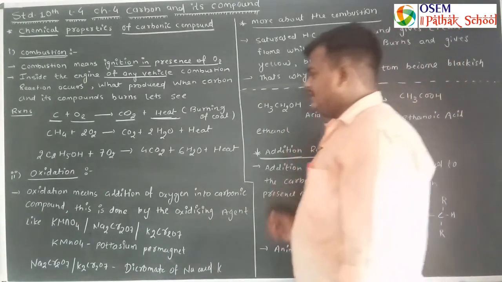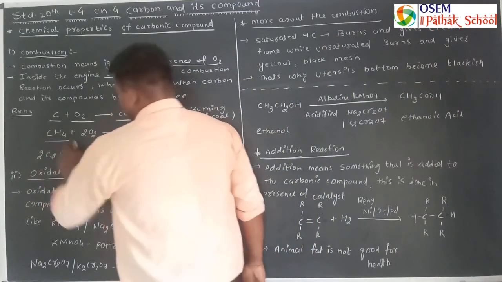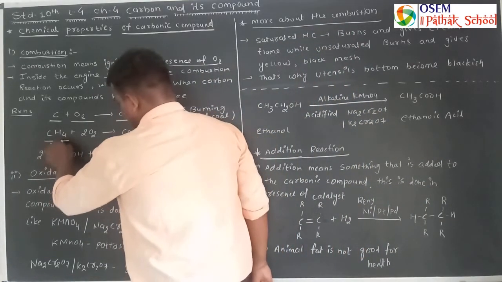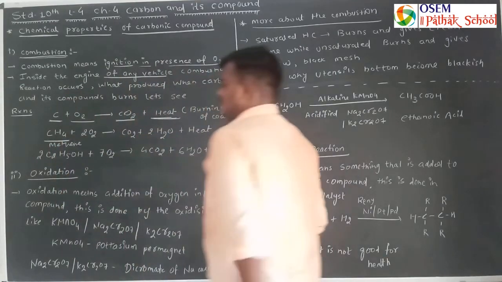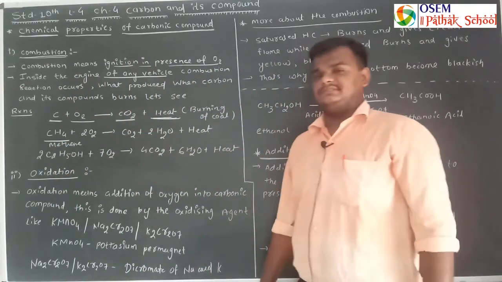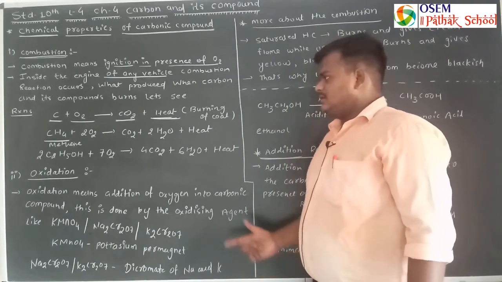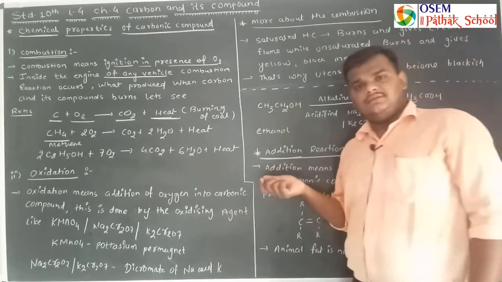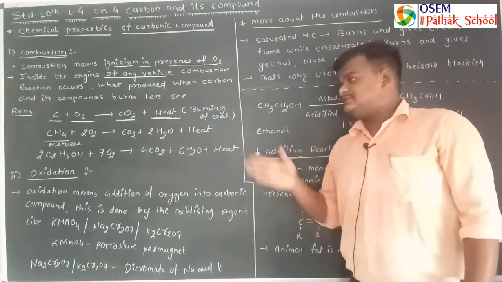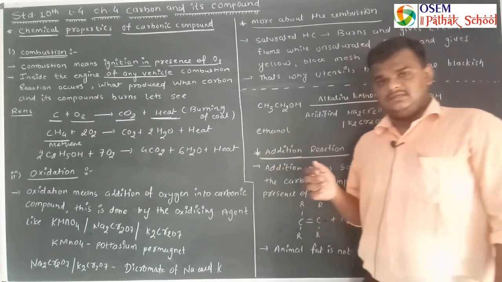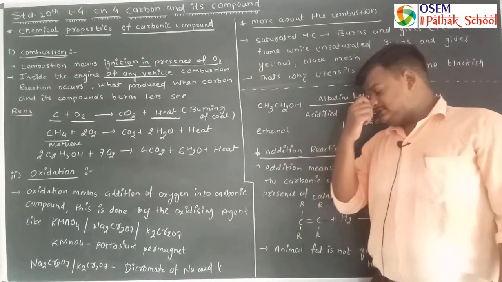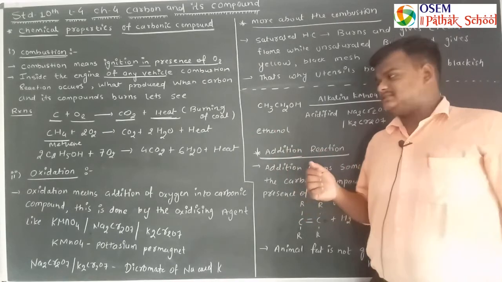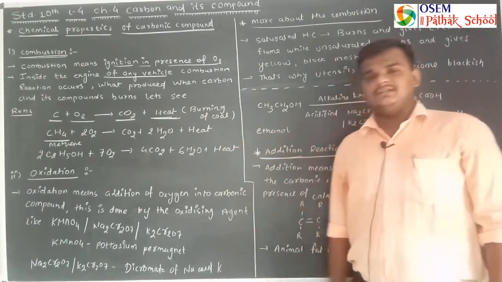Now the second reaction, and this is CH4. This is methane. When methane burns in the presence of oxygen, what happens? Methane is our natural gas that is obtained naturally, and we are using it. This is the main component of CNG, compressed natural gas. This is the main component, and we are using it inside our vehicles. So what happens when it burns?